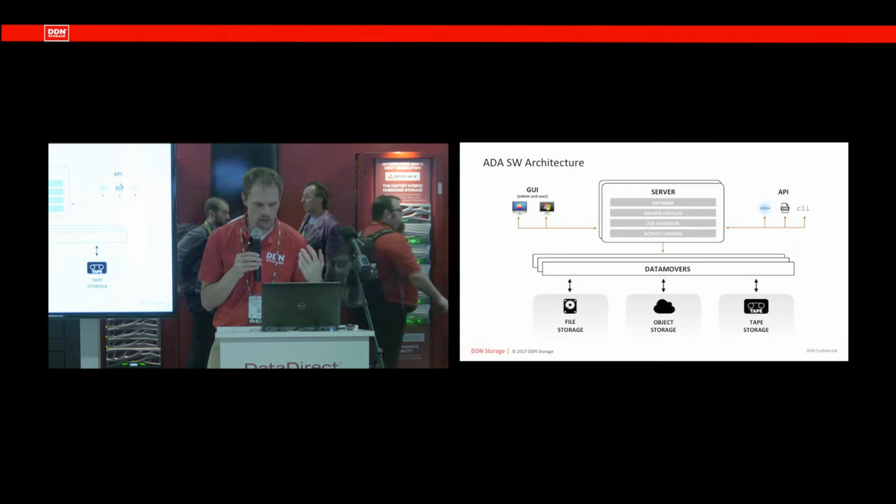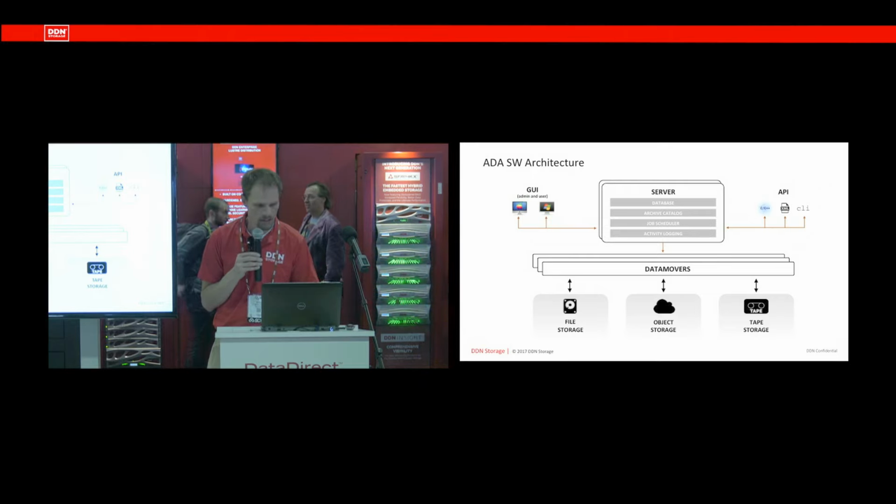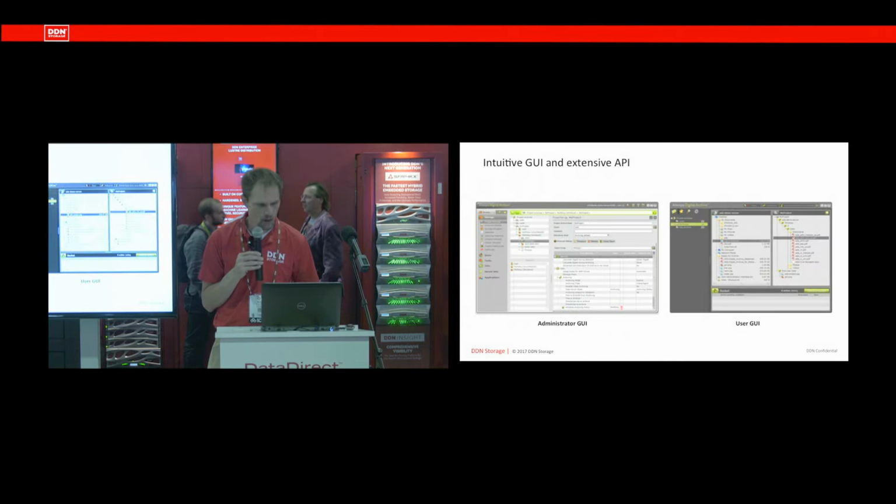So the ADA software architecture, what it looks like, basically you have a GUI that the user is able to interface with that controls movement of data between your parallel file system in this case, as well as off to file storage, object storage like WAS, or off to a tape storage device as well. And there are extensible APIs that you can utilize to help manage that as well. Here is an example display of the administration GUI as well as the user GUI.